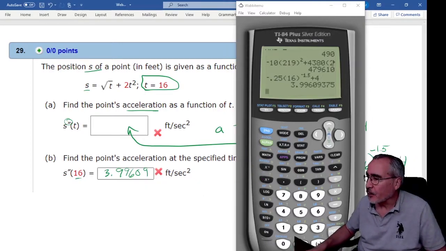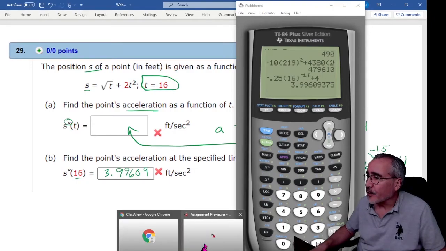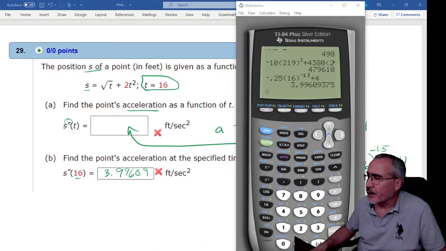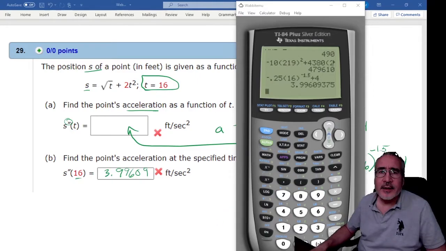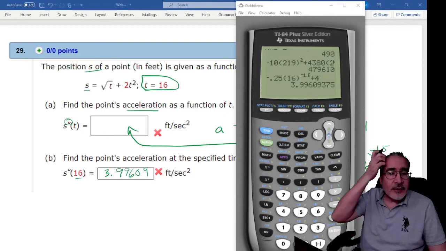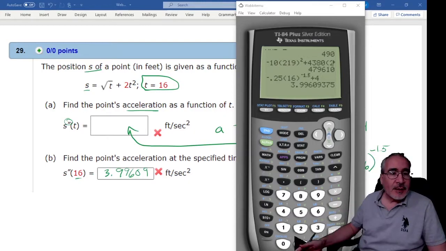Let me do something. I pulled up the assignment preview so I could do a quick check. You can't see it, but I can see it. It gives me the answers so I can check them as I go, and we've been doing pretty good so far. Now they've got an exact value. I think we're kind of close.